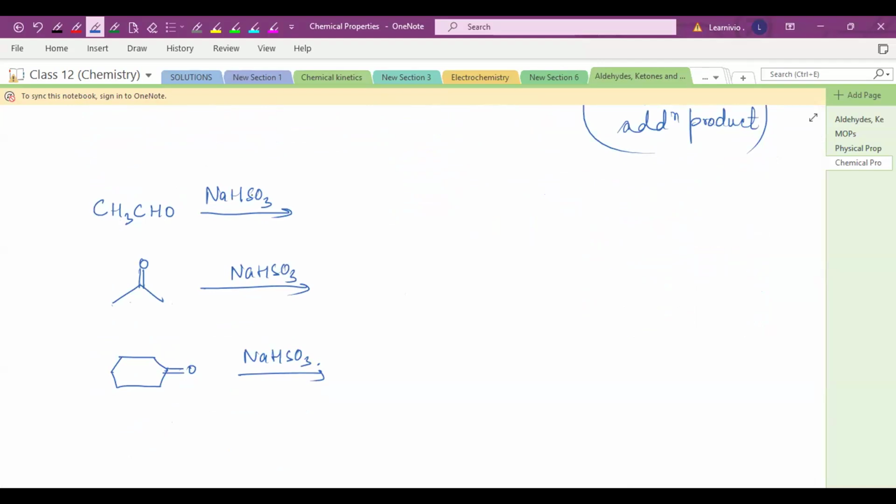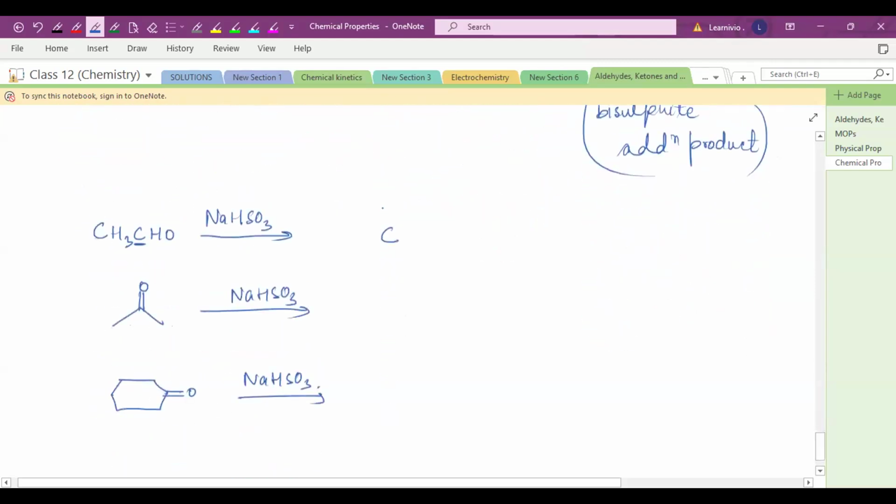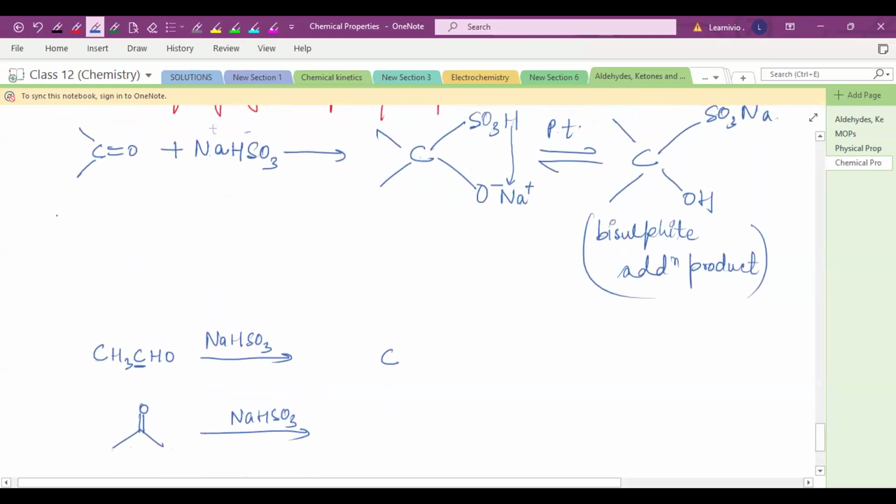Product आपने लिखना है. So what you're supposed to do, CH3CHO, right? So you will write carbon, this carbon. Next, okay. Let's do one more thing. Like when you treat it with formaldehyde. So simple से start करते हैं. When you treat the formaldehyde with NaHSO3, so what happens?